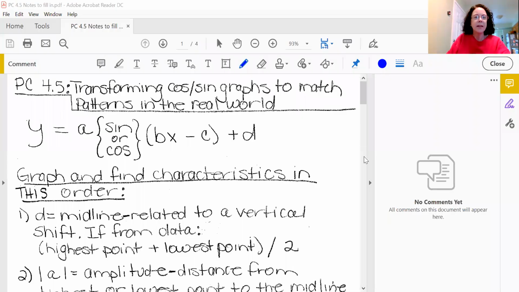So let me go ahead and share my screen here. Right, so you have your notes in front of you for 4.5, right? And we're going to be working on this together.